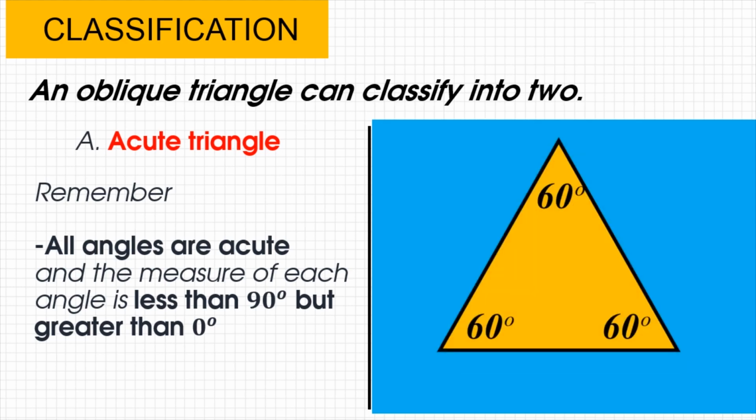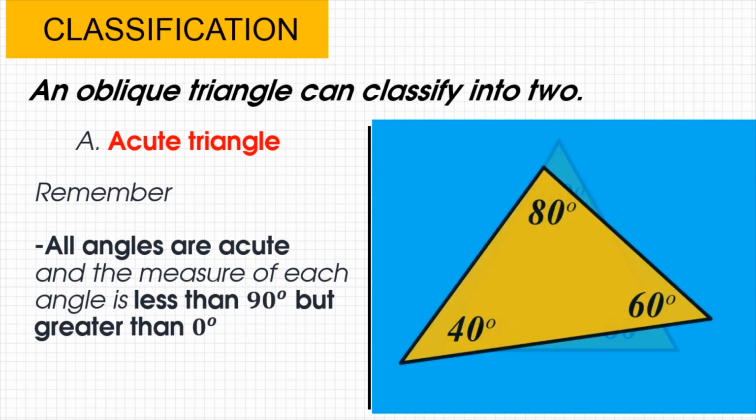Another triangle has angle measures of 60 degrees, 60 degrees, and 60 degrees; this one is an acute triangle. And this triangle has angle measures of 80 degrees, 60 degrees, and 40 degrees, and this one is an acute triangle.